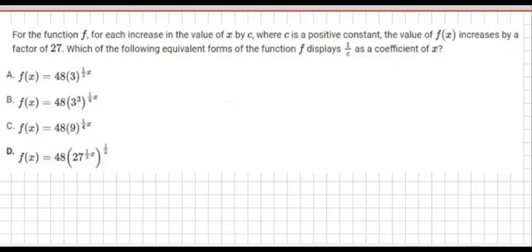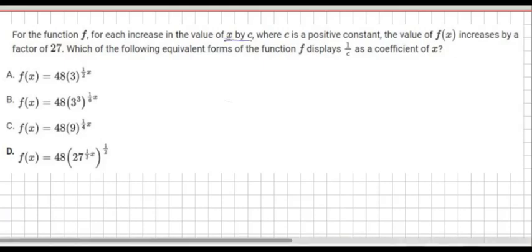In this function, we have an exponential function as mentioned in the options here. For the function f, for each increase in the value of x by c, where c is a positive constant, the value of f of x increases by a factor of 27. It means multiplied by 27, from this word factor. Which of the following equivalent forms of the function f displays 1 over c as a coefficient of x?